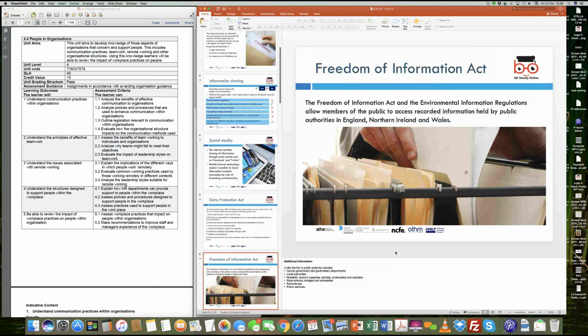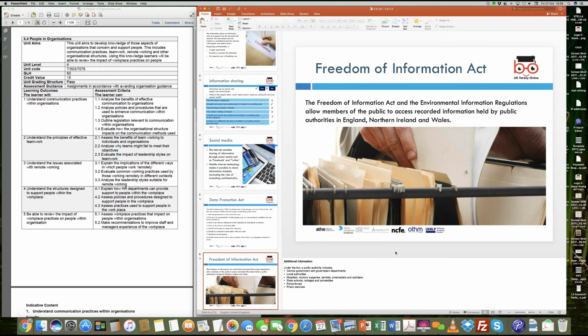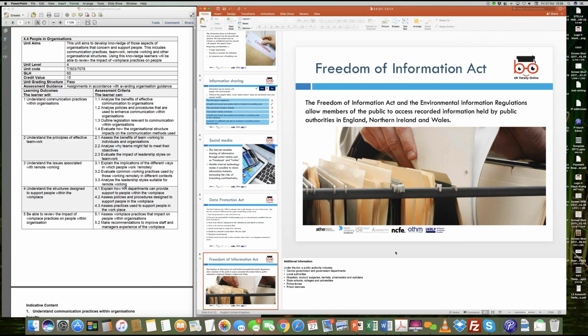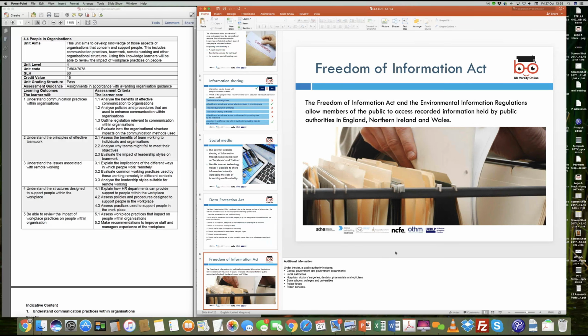The second one that we look at is, in general, the Freedom of Information Act. Now, this was introduced a couple of years back, and as media tries to gather information, what they did was, with the data, you're allowed to break that, aren't you?